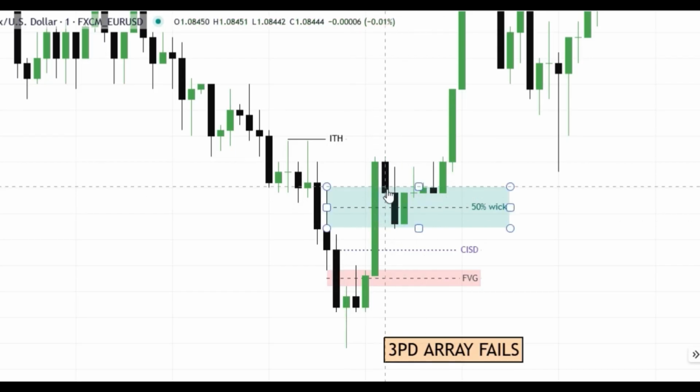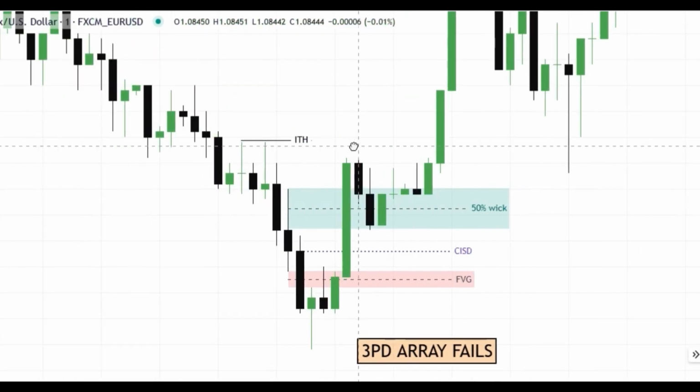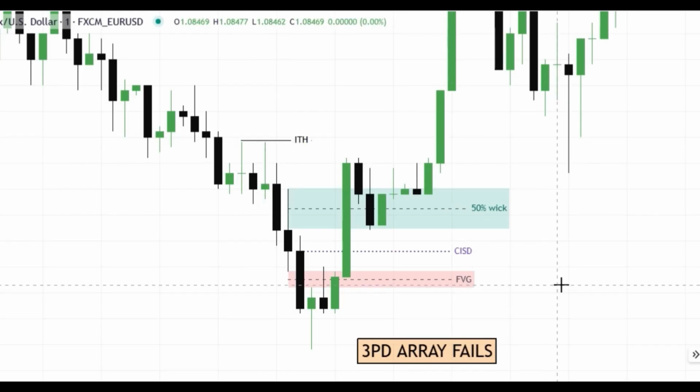Now, as you can see, the price hasn't reached this high of ours yet for us to say an MSS, market structure shift, has occurred. Now, why did we consider this high for the MSS? Because this is our intermediate term high based on the definition we provided. And why? Because it has come and filled this FVG.